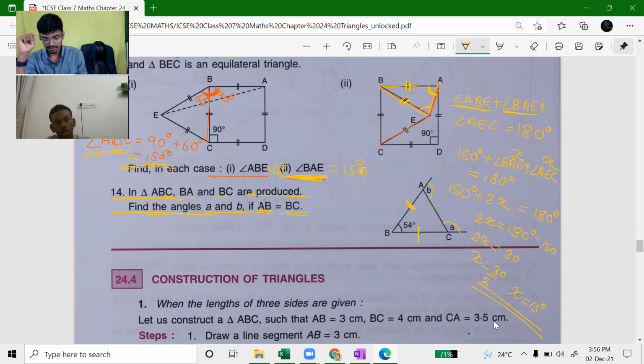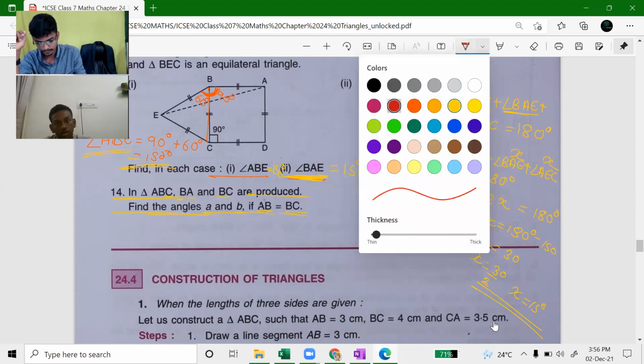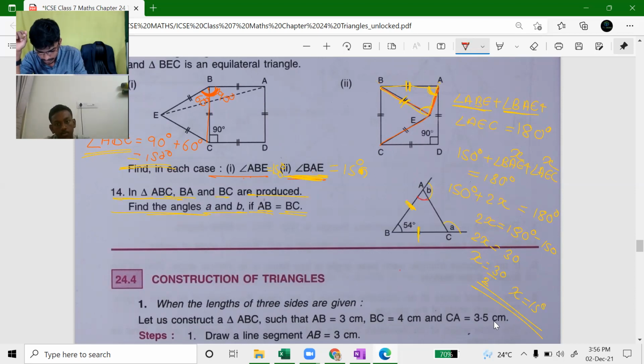Isosceles triangle. So can you find out these two angles? Tell me the value. 180 minus 54. You are telling me wrong. It should be 180 minus 54. If you say 54 minus 180, it will be written like this, and it is wrong.